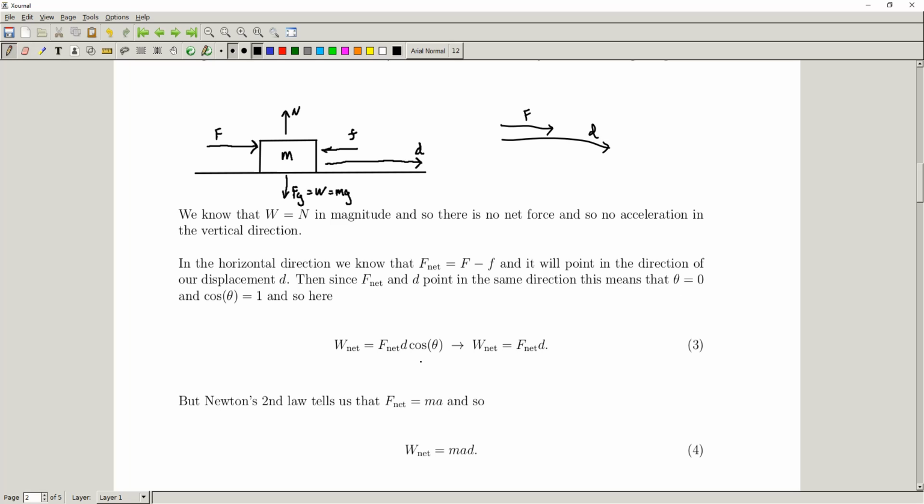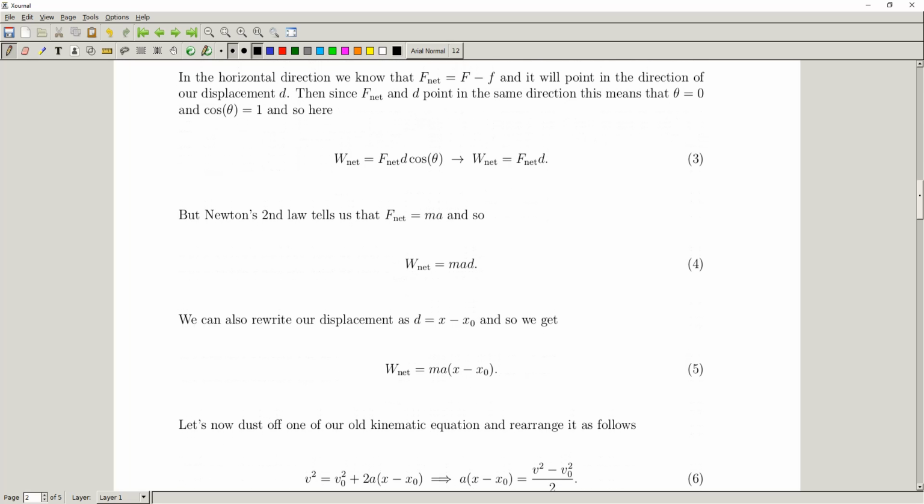And because that's true, we can then simplify this expression, because our cosine of theta goes to 1, and it becomes this expression here, right? So that's good. That's going to be one thing that we're going to want to do. We can also then use Newton's second law, which tells us that the net force is equal to the mass times the acceleration.